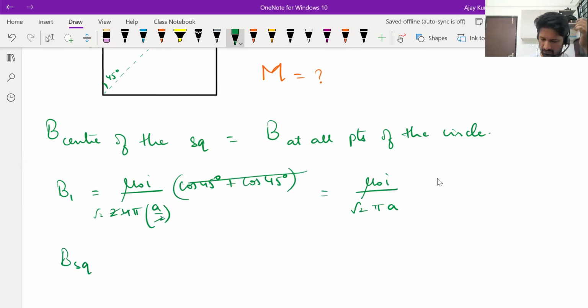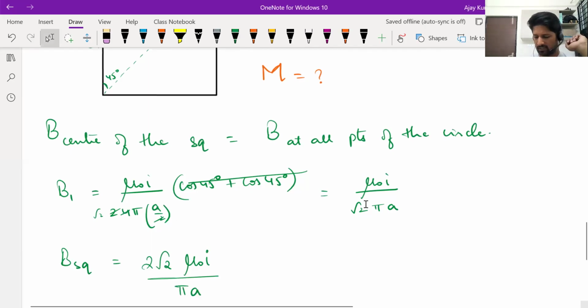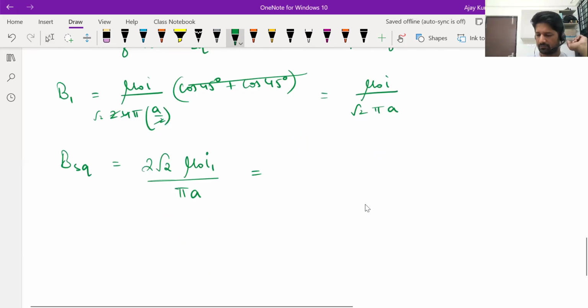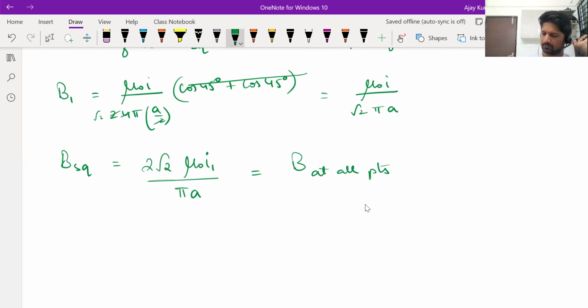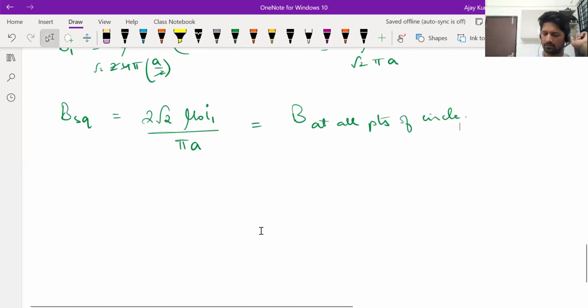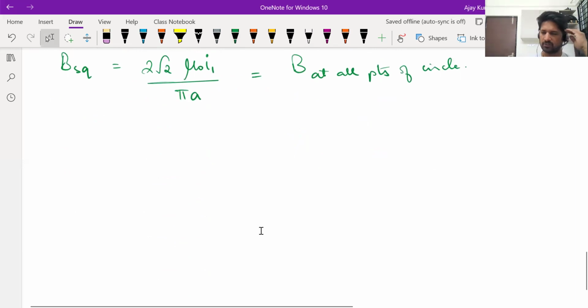Then field due to all four sides of the square will be 4 times this. 4 into mu naught I by root 2 pi a becomes 2 root 2 mu naught I divided by pi a. That's the magnetic field produced by current in the square at its center. This itself will be the magnetic field at all points of the circle. Okay, we know the magnetic field now at all points of the circle.